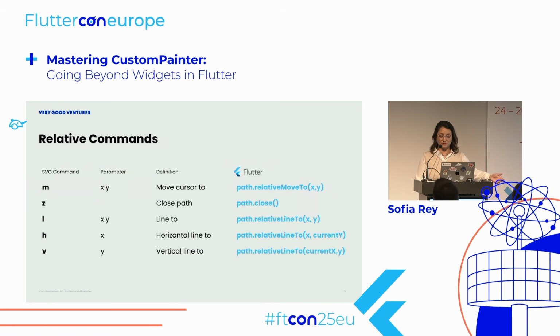We also have the relative commands. By default, commands take as a reference the 0,0 position of the whole canvas. But if we use relative commands, then it will take as reference the last point we drew.